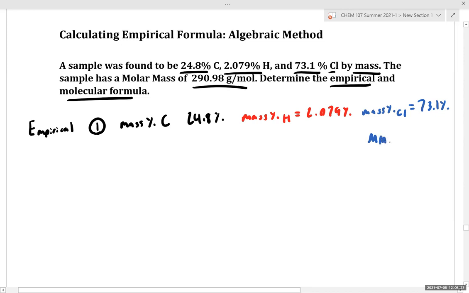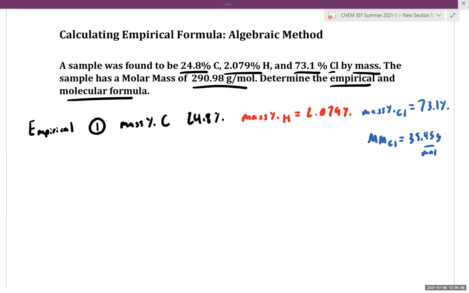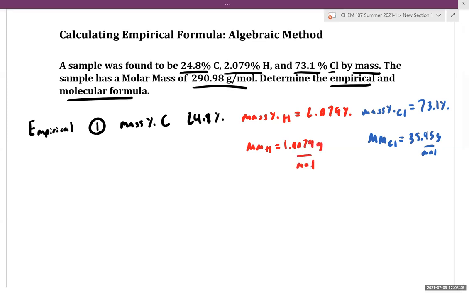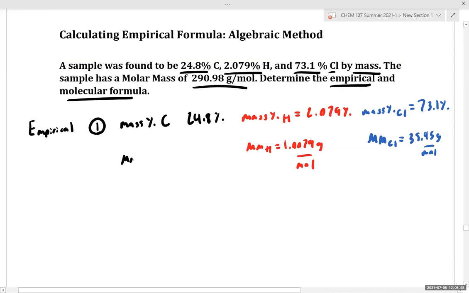Let's now read off the molar masses. The molar mass of chlorine is 35.45 gram per mole. The molar mass of hydrogen is 1.0079 gram per mole. The molar mass of carbon is 12.01 gram per mole. Okay, so I've written out all the baseline information I'm going to use for this problem.